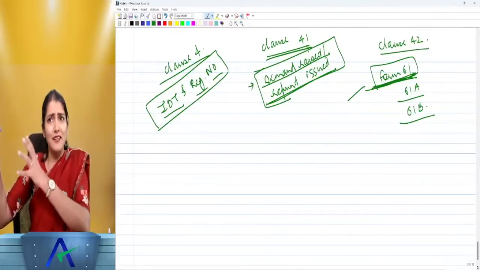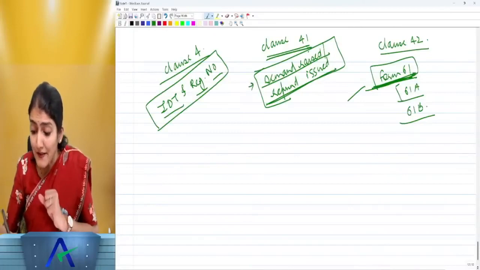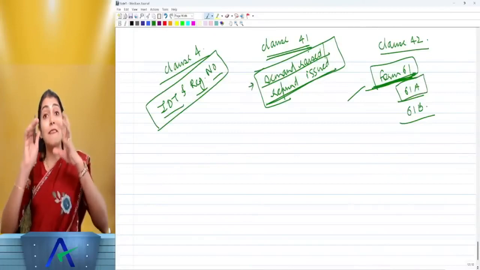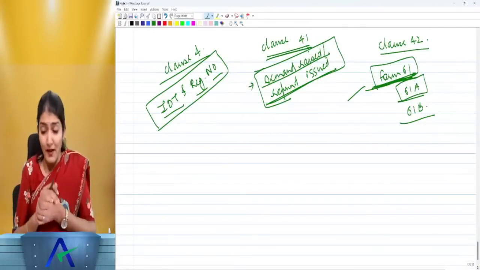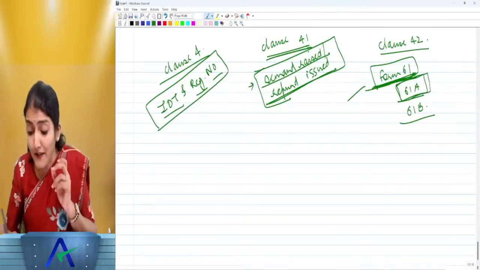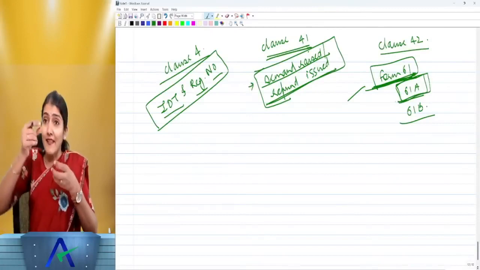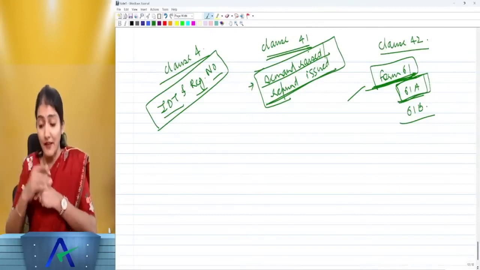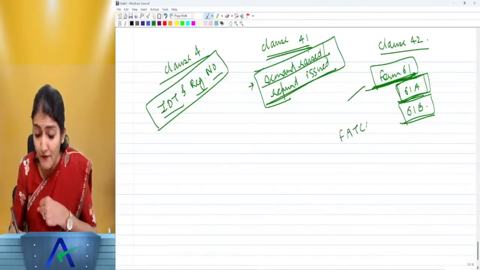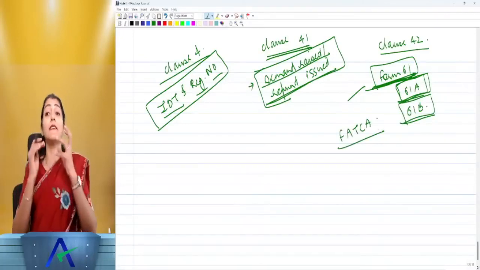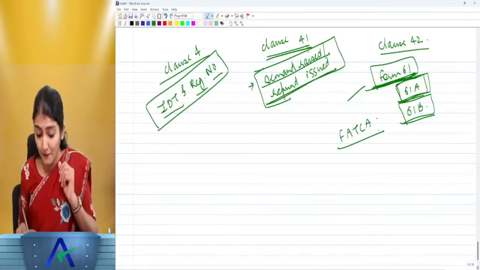Right? So you need to give the details of the transaction. Next one, 61A, which is regarding the specified financial transactions of more than 10 lakh, like buyback of shares or so. If the assessee has entered into any specified financial transactions, then the assessee needs to file the form 61A. And 61B, whether the assessee has to comply with the provisions of the FATCA, the Foreign Account Tax Compliance Act.